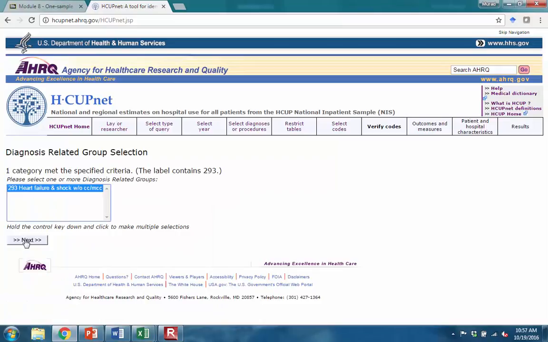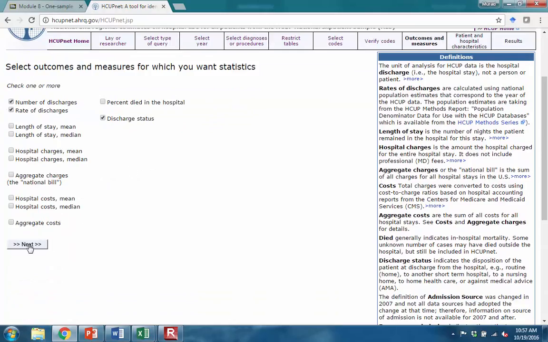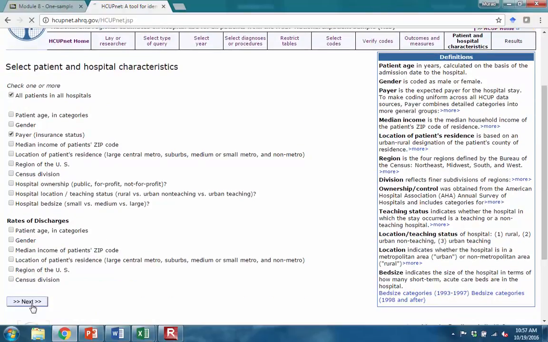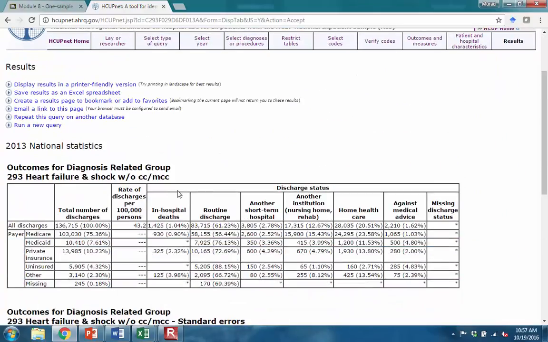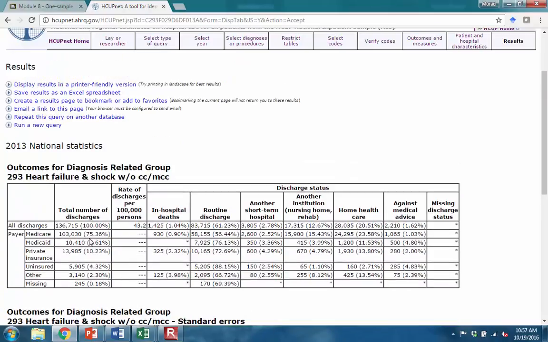I will select next. Now it is asking me to calculate the rate for discharges and discharge status, which is going to be the routine discharge status, and then it's asking me for the Medicare, meaning the payer is part of the Medicare. I'll accept, and I will use the first table as we talked about. Second table is standard errors. We're not interested in that. We're interested in the first table where it says Medicare, and we are interested in routine discharge. So basically this number we are interested in.